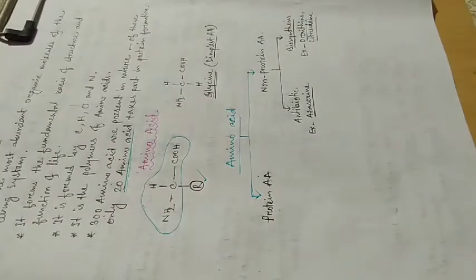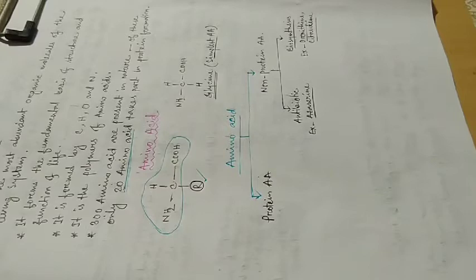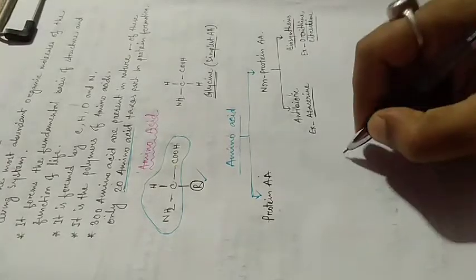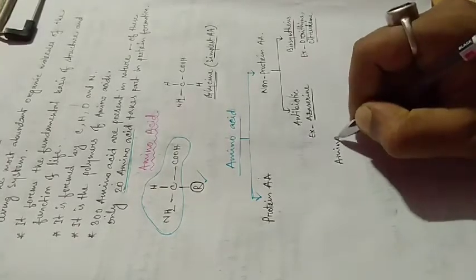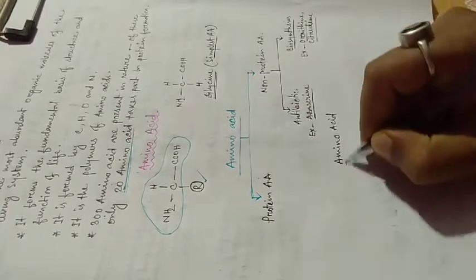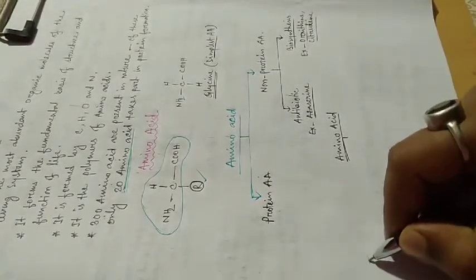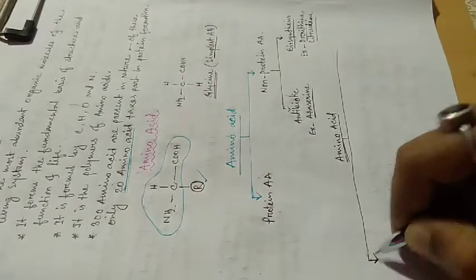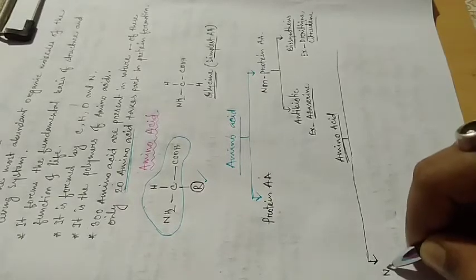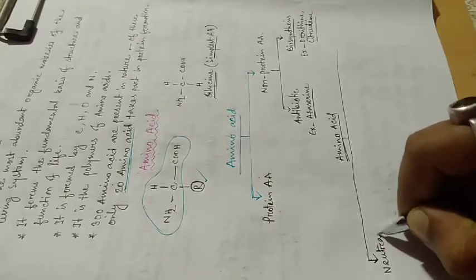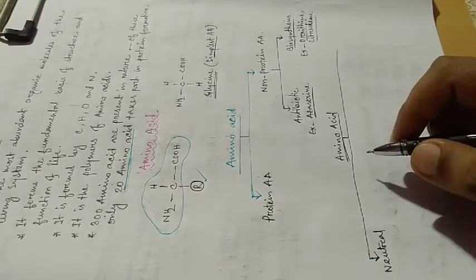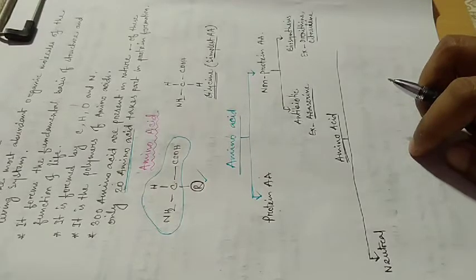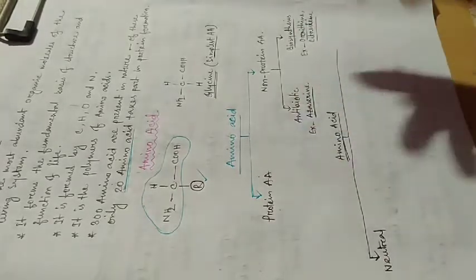depending on the structure amino acid are classified into 7 groups. Amino acid also classified into 7 groups. These are the following. First one, neutral amino acid. Neutral amino acid means those amino acid which have one amino group and one carboxyl group.